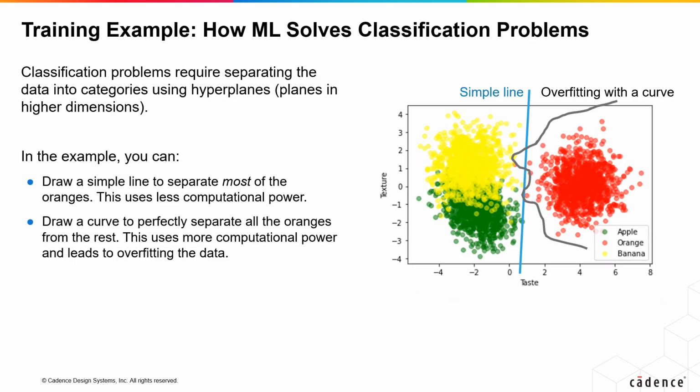You can separate the orange data points using a simple line. Or you can draw a curve to select all the oranges perfectly. Overfitting is a side effect of trying too hard to fit all the test data, but it ends up being no help when it comes to new data. Overfitting uses a more complex model and thus more storage.